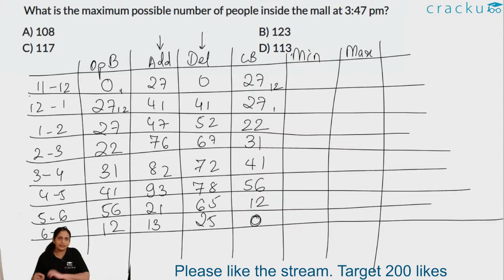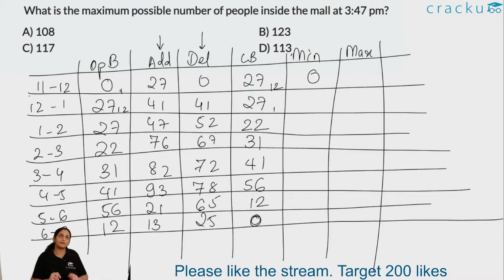For example, consider 11 to 12. You are given that between 11 to 12, 27 people came in and 0 people went out. But all 27 would not have come exactly at 11:01, right? So at 11:01, maybe nobody came in. So what is the least number of people that could be there at any point of time between 11 to 12? The least number of people could be 0, because essentially if all 27 suppose came at 11:59:59, then at any other point other than 11:59:59, the number of people inside the mall would have been 0.